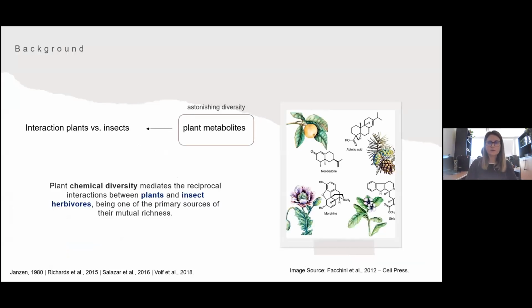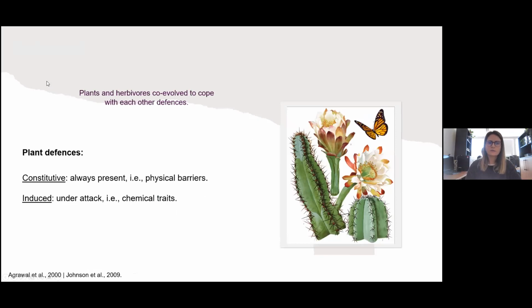A little background on my research. The interactions between plants and insect herbivores are primarily mediated by plant metabolites, which can reach astonishing diversity themselves. Studies have shown that this plant chemical diversity mediates not only the reciprocal interactions between plants and insect herbivores, but is also one of the primary sources of their mutual richness. Plants and herbivores have co-evolved and learned how to cope with each other's defenses. And when it comes to plant defenses, we can mainly categorize these as constitutive or induced defenses.